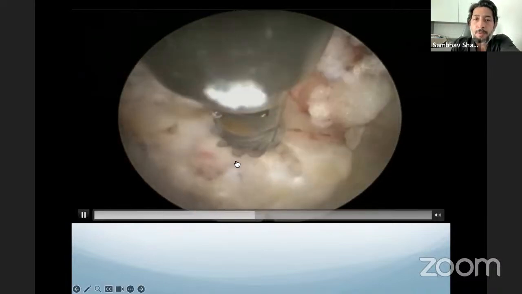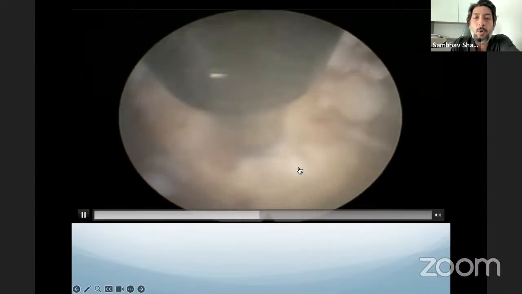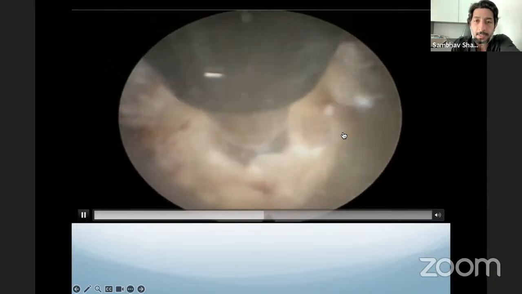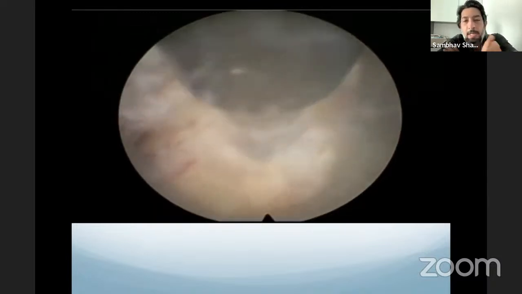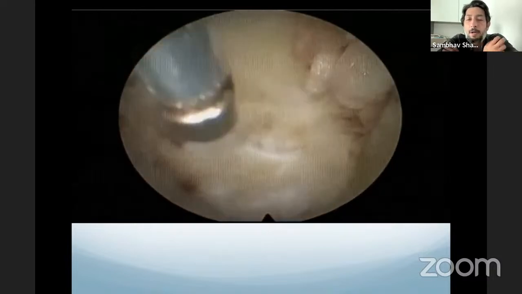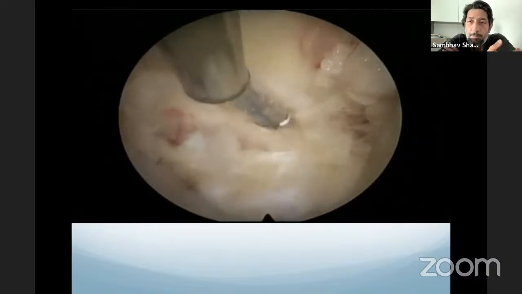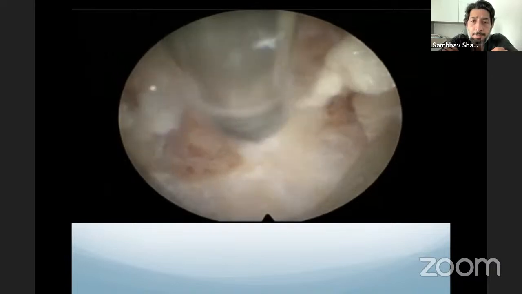So I'm starting to burr from the medial part of the facet, and then I will be going superiorly towards my lamina. We have different kinds of burrs as well. We have a round cutting burr. We have an oval cutting burr with a lateral hood.